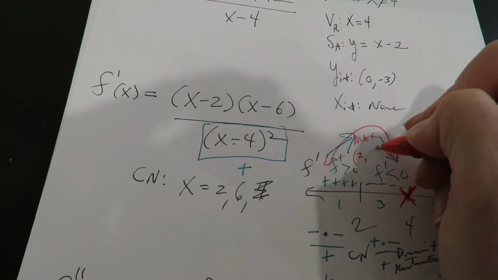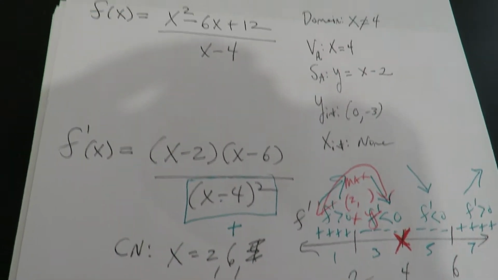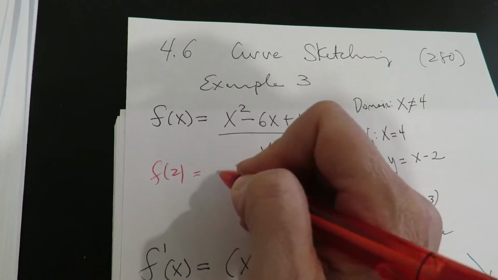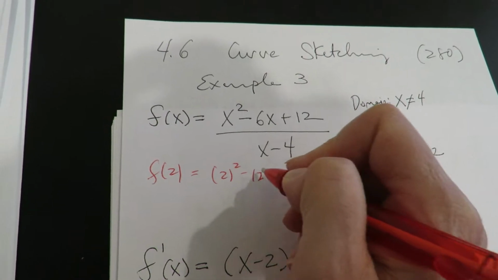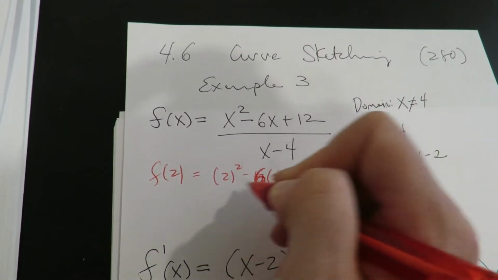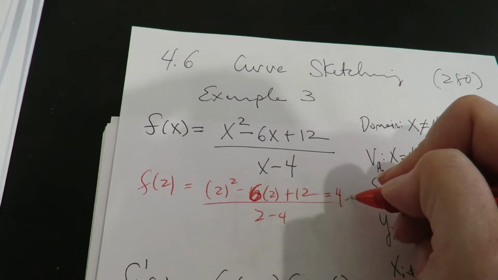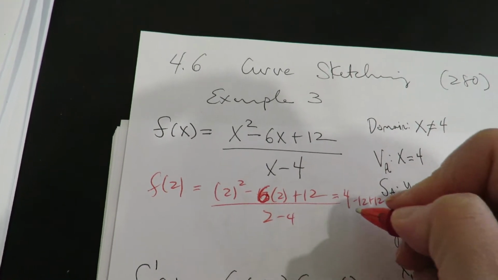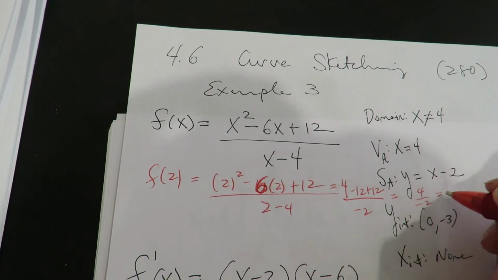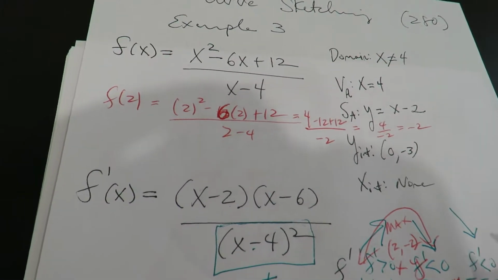At 2 something, we've got to figure out the actual coordinate on the graph where that happens. So you have to go to the original for that. So you actually have to plug in 2 into here. Let me write it so you can see it. Okay, so what are we getting here? 4 minus 12 plus 12 over negative 2, which is going to be 4 over negative 2, which is negative 2. So 2, negative 2 is the first one.